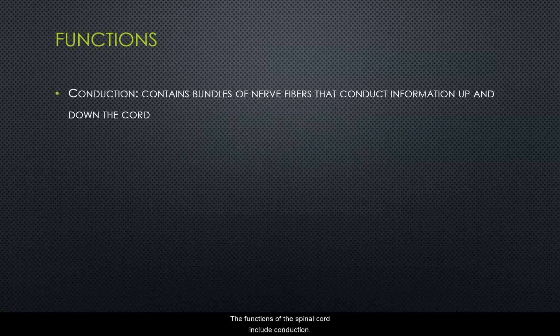The functions of the spinal cord include conduction, where it contains bundles of nerve fibers that conduct the information up and down the cord. And this connects different levels of the trunk with each other and with the brain. And so this enables sensory information from your environment to reach the brain and the motor commands to reach the effectors, and that input that is received at one level could affect output at another level.